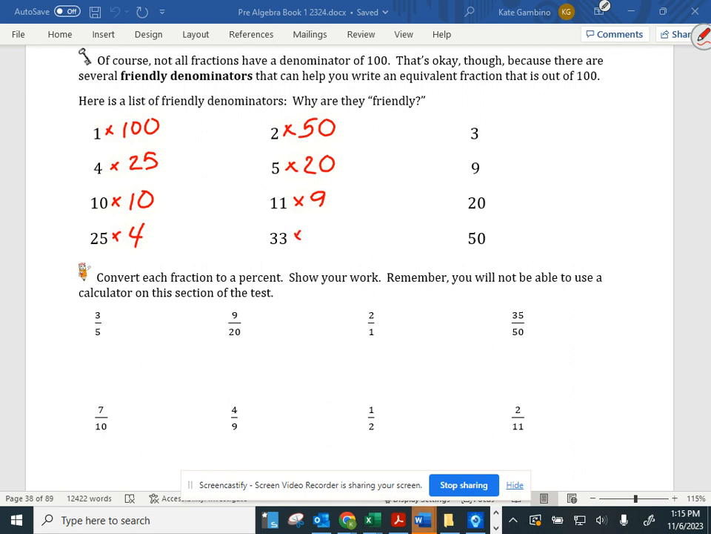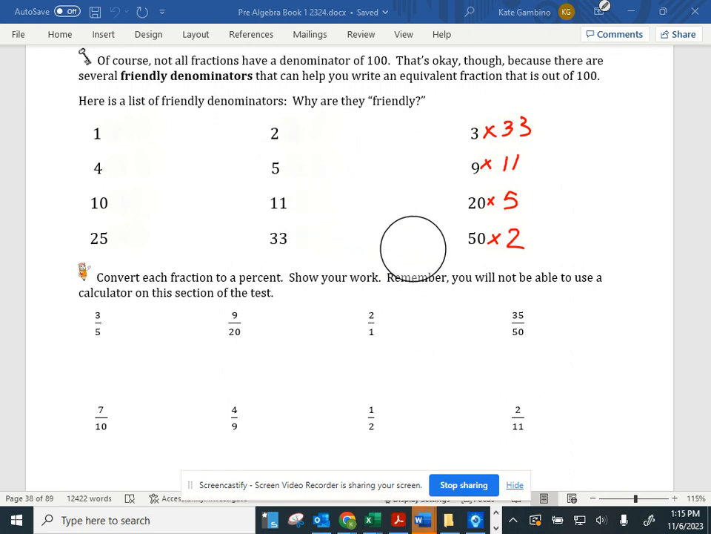What would we multiply 33 by? 3. What would we multiply 3 by? 33. 9, 20, 5, and 50, 2. So whatever we multiply the denominator by, we multiply the numerator by. And then if we have 100 as our denominator, we know what our numerator is going to be.